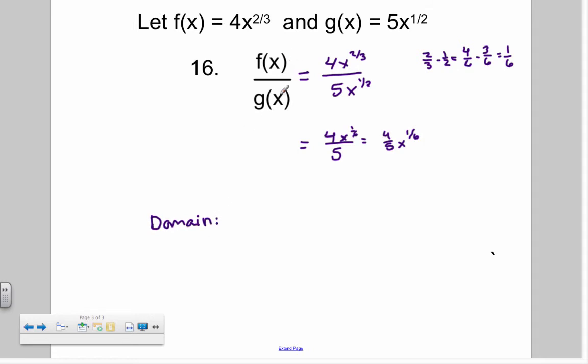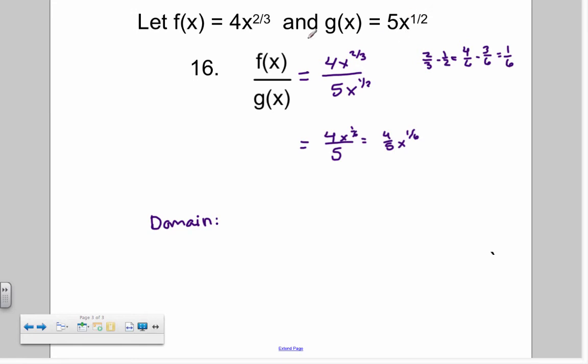Okay, to state the domain, we have to think about f of x and g of x individually. So the domain of f of x, if we look, having an odd root, we can have all real numbers because we can have those negatives in there. For g of x, we can have only non-negative real numbers because we have a square root, or a 1/2 power. That's 2 is our root.